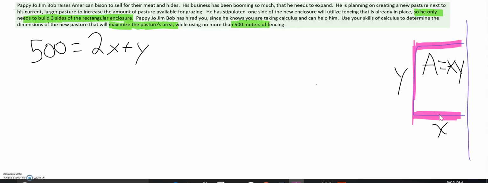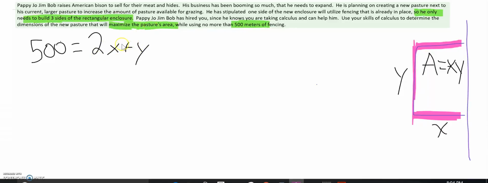Okay, so we now have 2 functions. Since we have 2 functions, and they each have 2 variables, x and y here, x and y here, I can rewrite one of the functions in terms of x or y, plug it into the other function, and then use our first derivative test to figure out the dimensions that will maximize the pasture's area.